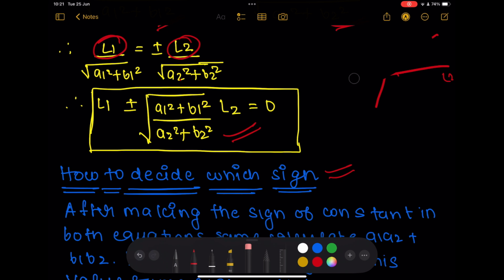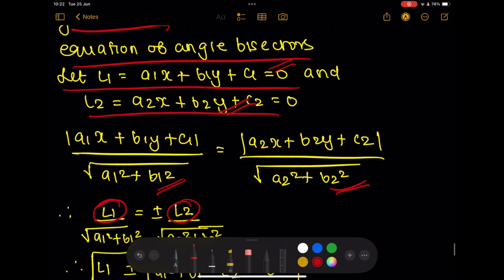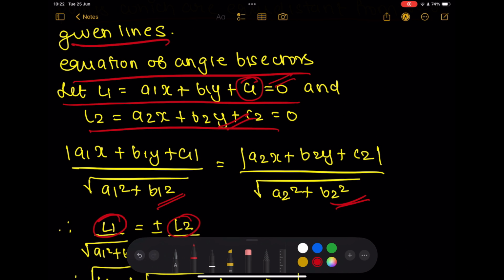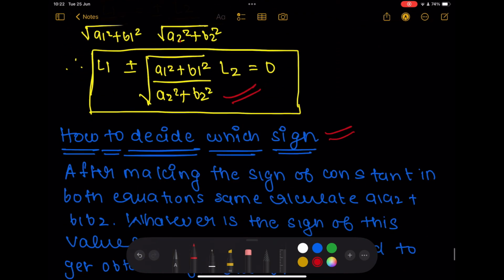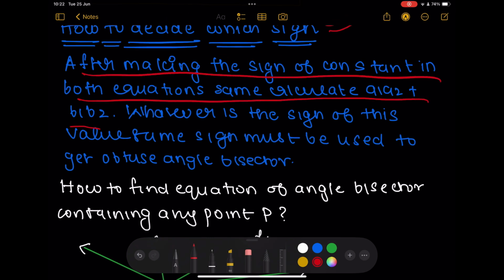Now, if they have asked in the question specifically for the acute angle bisector or obtuse angle bisector, how will you know which sign? For that, first you have these two line equations, right? You make the constants of these two the same sign. Once you make them the same sign, then calculate the value of a1 a2 plus b1 b2. Suppose your a1 a2 plus b1 b2 is 5. Now 5 is positive. Then in that case, you take the positive sign for the obtuse angle bisector.